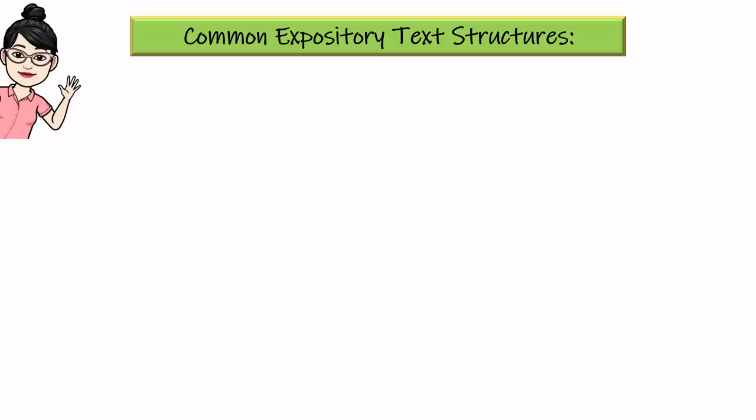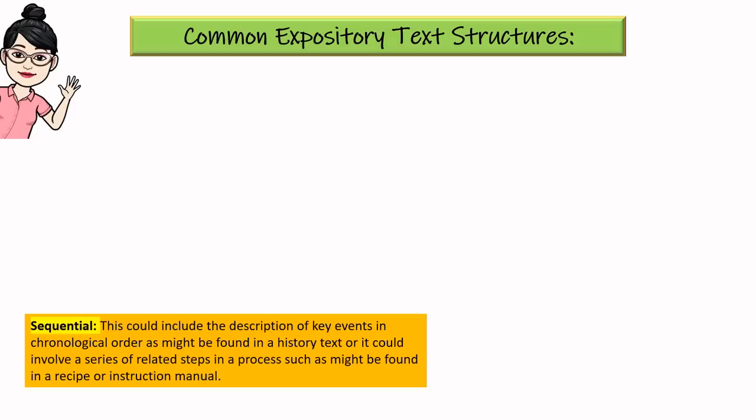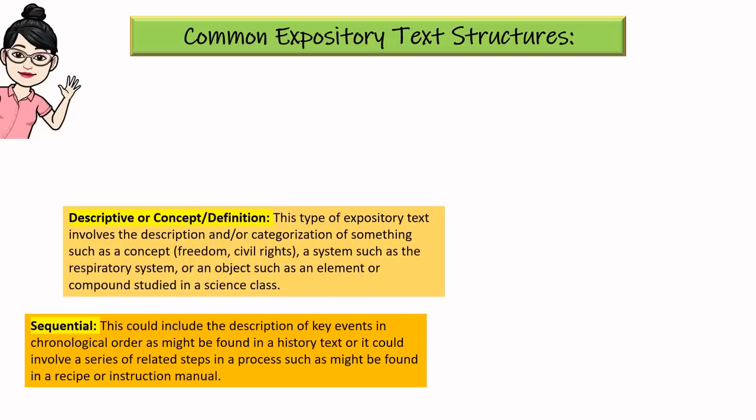Common expository text structures. Sequential. This could include the description of key events in chronological order as might be found in a history text, or it could involve a series of related steps in a process such as might be found in a recipe or instructional manual.